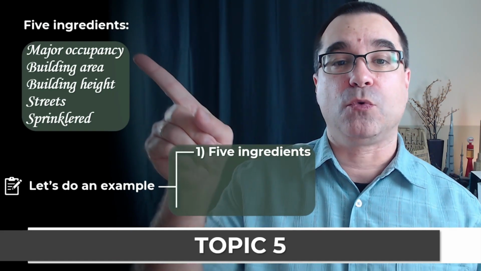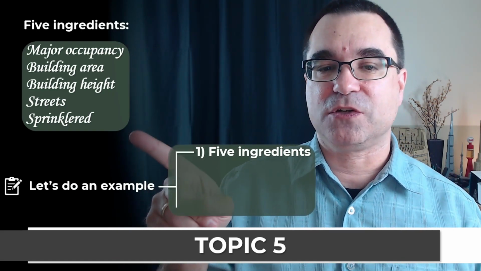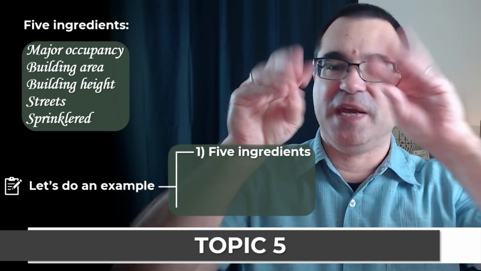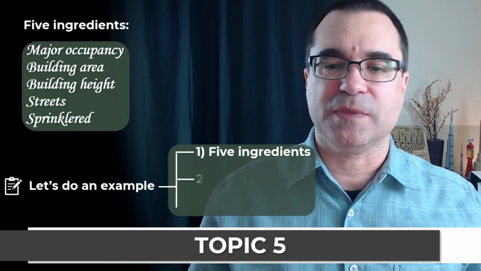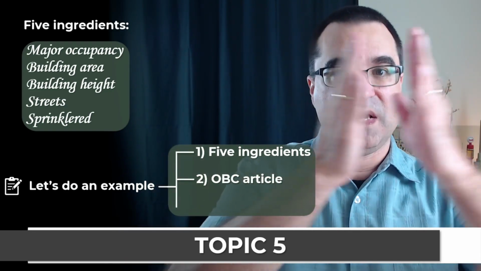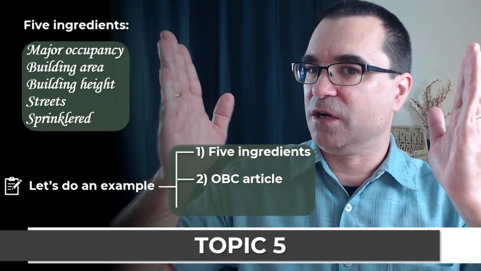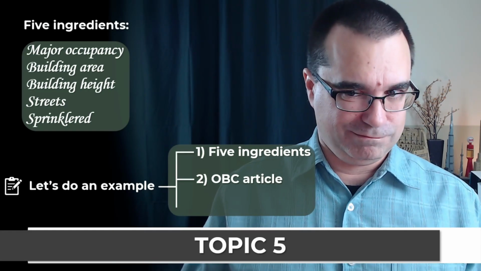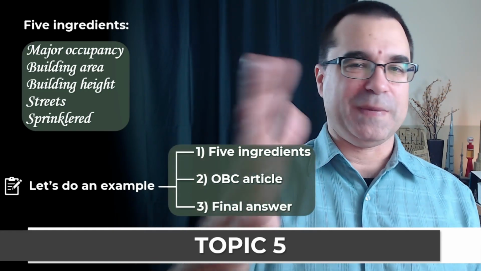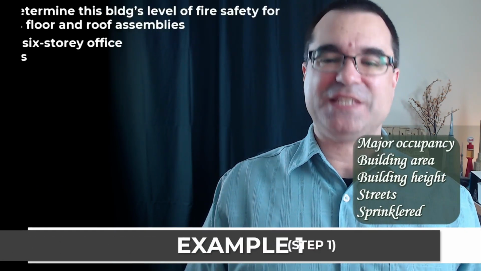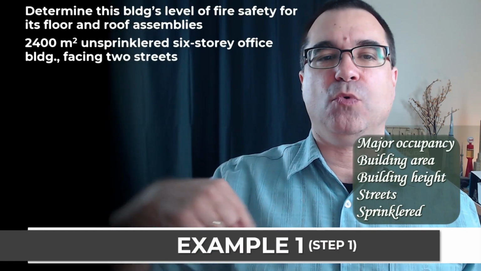Step number 1, we're going to identify the 5 ingredients based on the question. Okay, we're going to read the question and pick out the 5 ingredients from that question. Step number 2, then, we're going to use those 5 ingredients and the list of 73 articles that I gave you to identify the correct article. Number 3, we're going to come up with the answer to the question. Ready? Let's do this, okay? Let's call this example number 1.